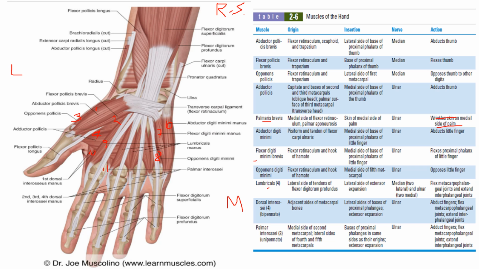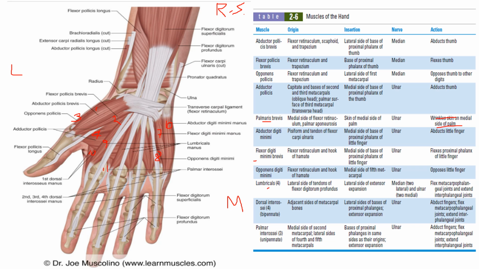The lumbricals, another special muscle group over here. The lumbricals are actually four in number. The lumbricals arise from the lateral side of the tendons of the flexor digitorum profundus, and they insert into the lateral side of the extensor expansion. It is innervated by the median nerve.